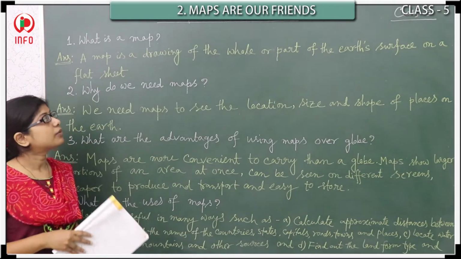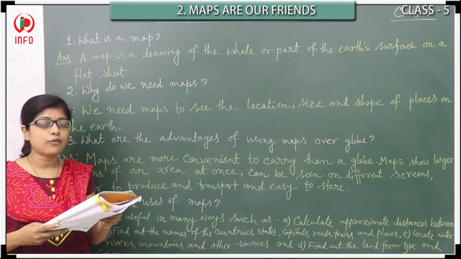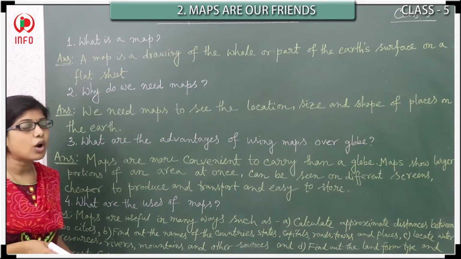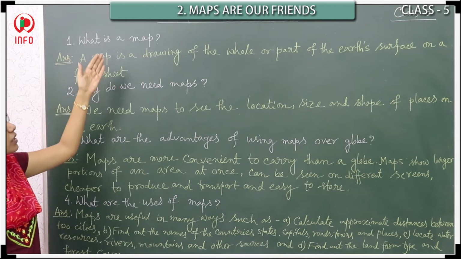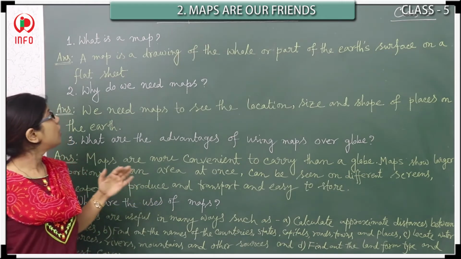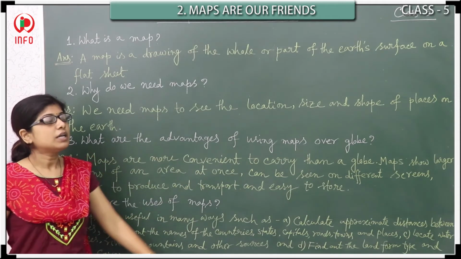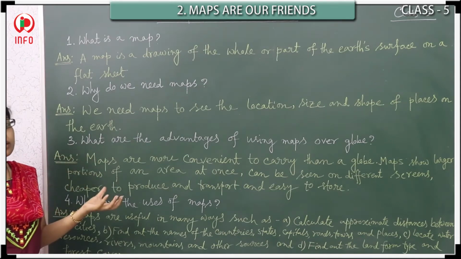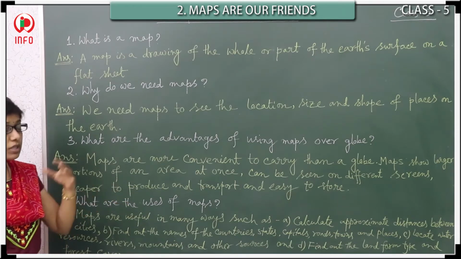Now we will discuss the question answers. So first one, the A bit, answer the following questions. The first question is, what is a map? All of you know what a map is. A map is a drawing of the whole or part of the earth's surface on a flat sheet. That means it should be flat, just like a paper. So it may be the whole, or it may be just one little part of the whole surface of the area. Surface of what?